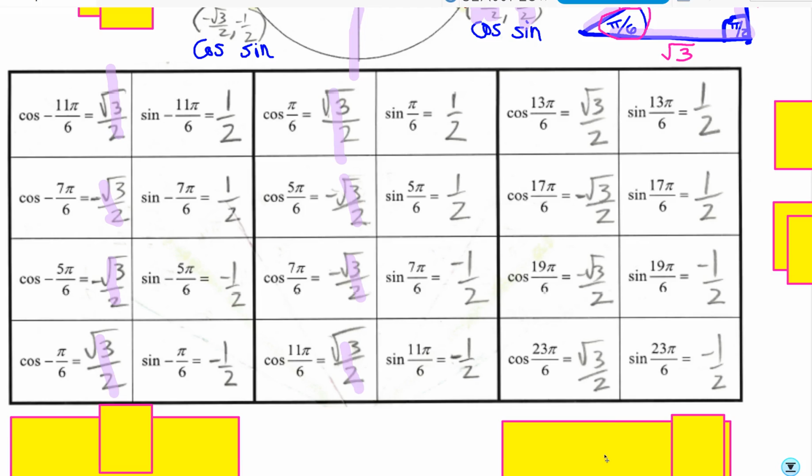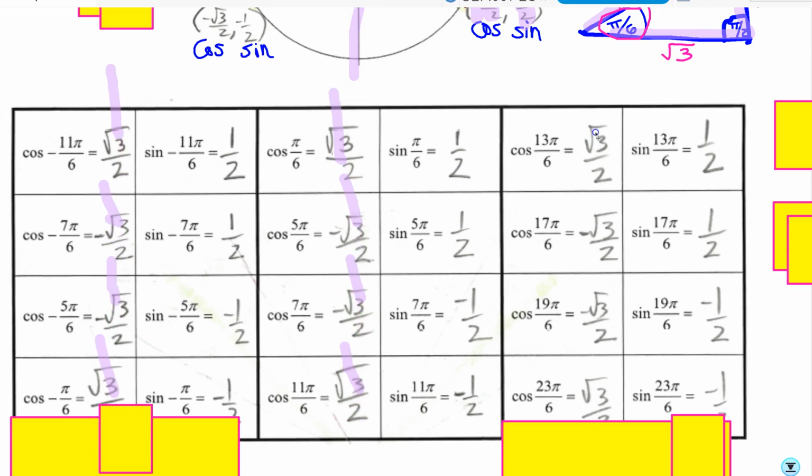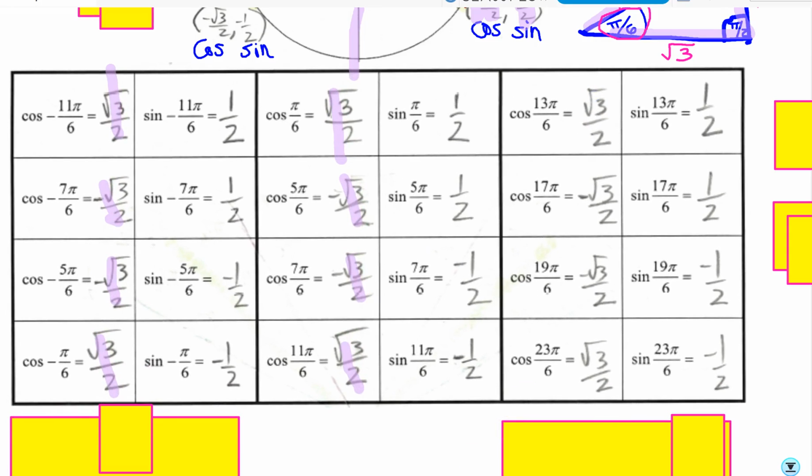So these last two columns are saying pi over 6 is the same as 13 pi over 6 because I've added 2 pi. Pi over 6 plus 12 pi over 6, 12 pi over 6 is 2 pi, is 13 pi over 6. So again, my cosine ratio is going to be the same as cosine of pi over 6. And my sine ratio is going to be the same as sine pi over 6.